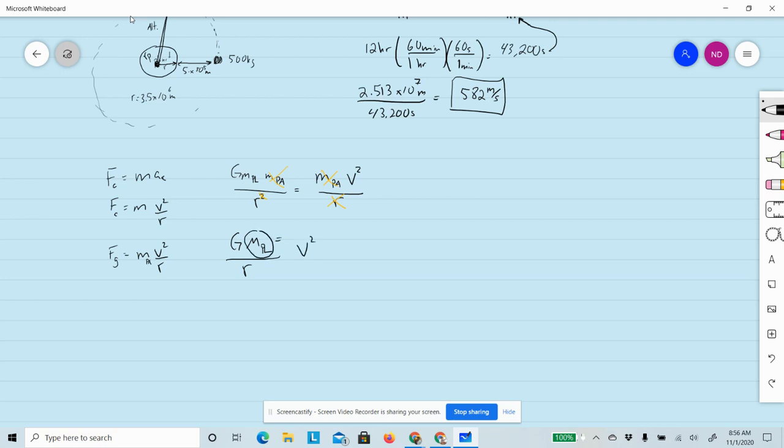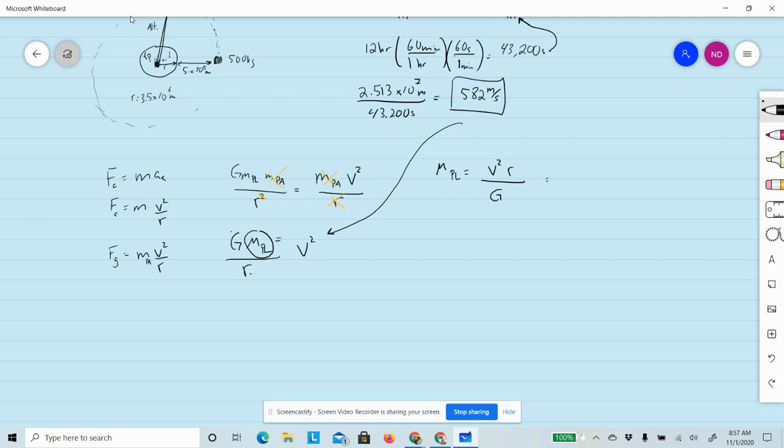We know that we just solved for the velocity, the guy there. That's a constant, and that was 4 times 10 to the 6th. So we know everything but the mass of the planet. We can solve this. The mass of the planet is going to be equal to V squared times R divided by the universal gravitational constant.